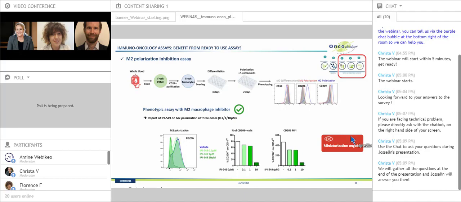For your information, right now this was done in 12 well plates, and now we are trying to miniaturize the assay to be able to assess more compounds and more concentrations per compound.